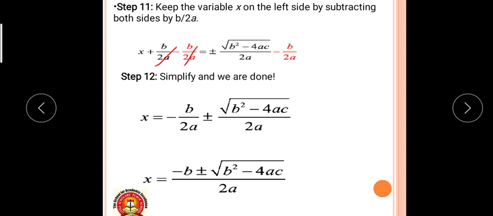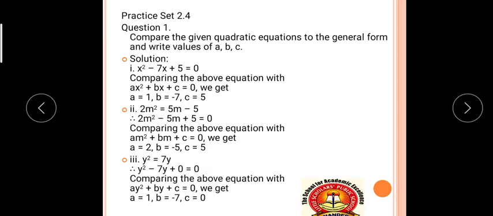It means when the quadratic equation is given and asked to solve the quadratic equation by using the formula, then directly you have to use it, no need to derive every time. How this formula is derived, that I explained to you, but at the time of solving you just have to remember this formula. Then how to solve? We will see the first question from practice set 2.4.